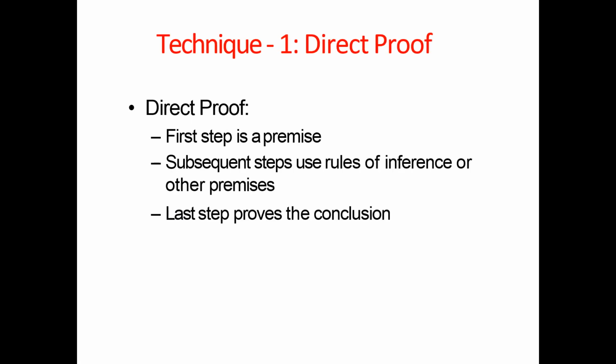So let's begin with the first method, direct proofs. A direct proof follows the following steps. The first step is a premise, and then subsequent steps use rules of inference or other premises, and finally the last step proves the conclusion.